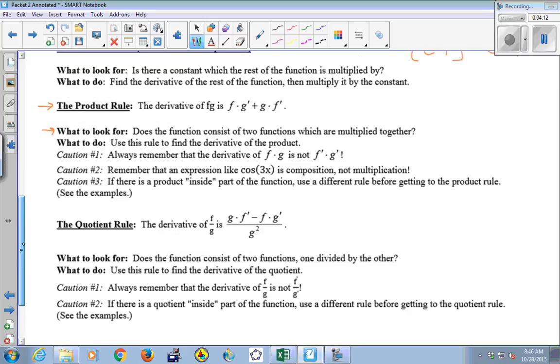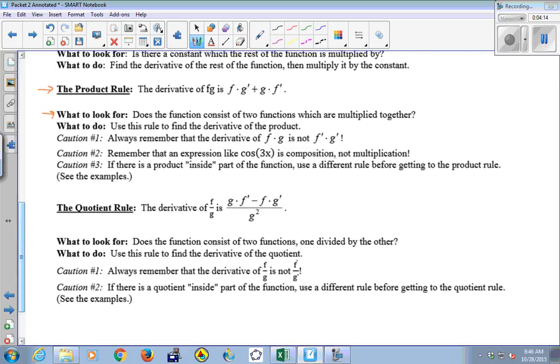A couple of cautions on the product rule. Remember that the derivative of f times g is not f prime times g prime. Got to write out the whole product rule. Caution number 2, expressions like cosine of 3x are a composition. That doesn't mean cosine times 3x. I saw a couple people making that mistake in some of the more complicated questions last class. If there's a product in the inside part of the function, you're going to have to use a different rule before getting to the product rule. We'll do some examples like that in a minute.